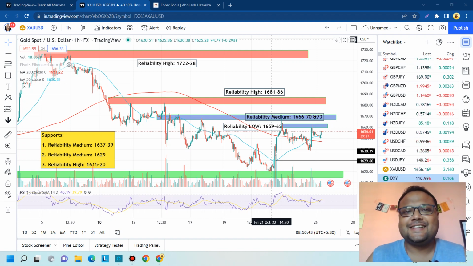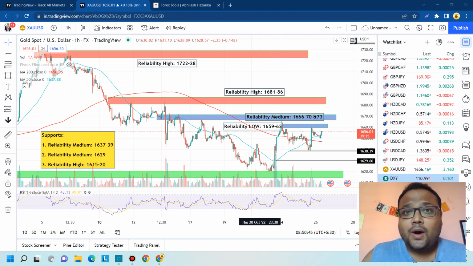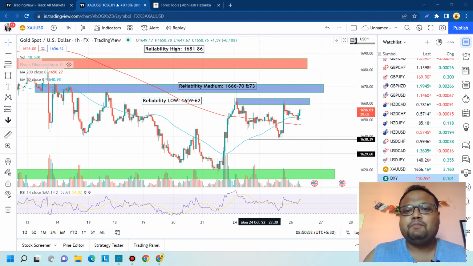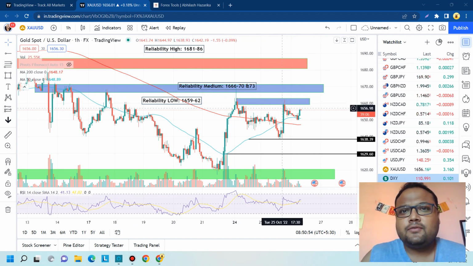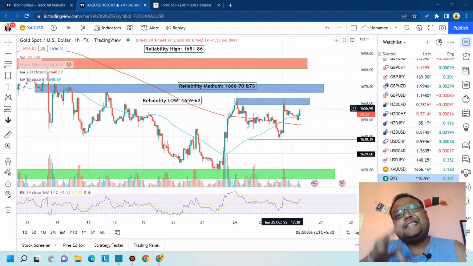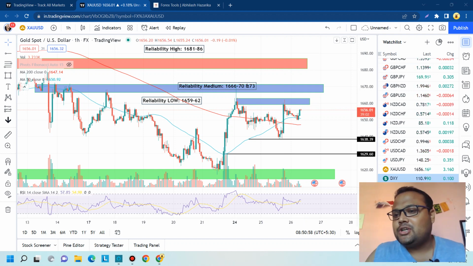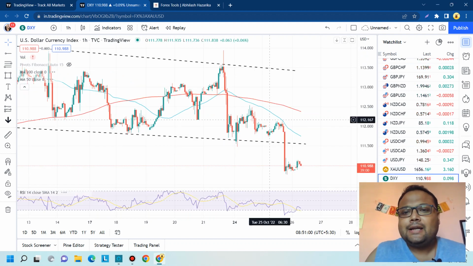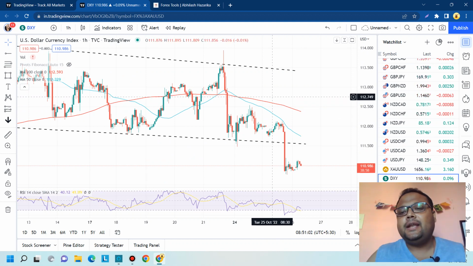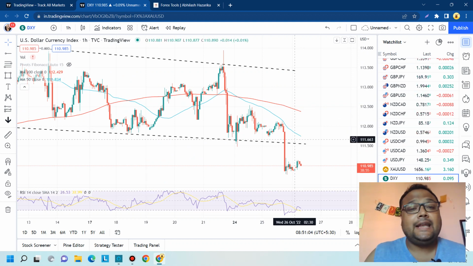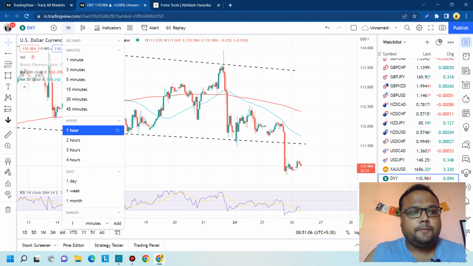So let's get started. This is the 1 hour chart of gold USD in front of us. Yesterday we saw a sudden up move on the chart of gold because of a sudden correction on the chart of DXY. Right now the correction on DXY is still continuing. We can see DXY right now standing at 110 level.